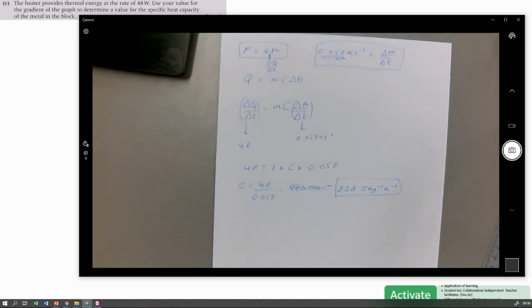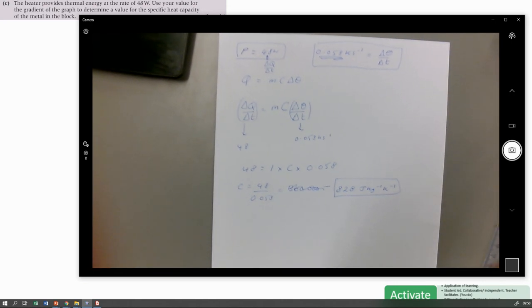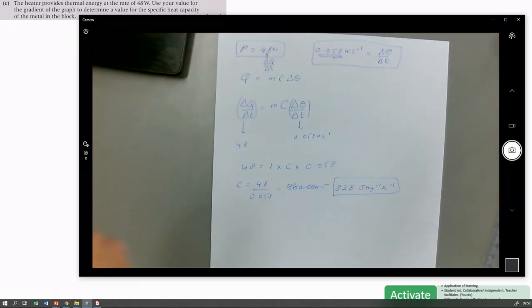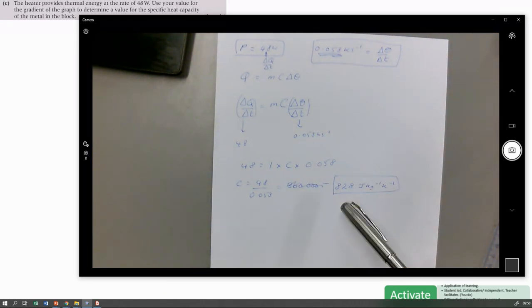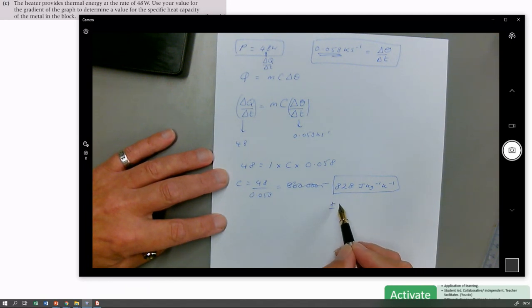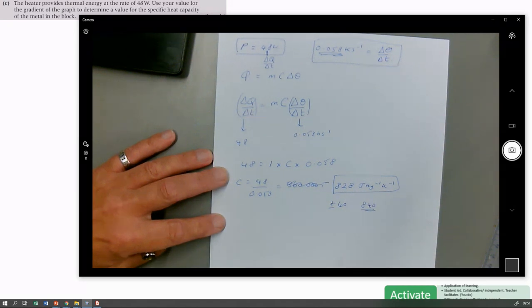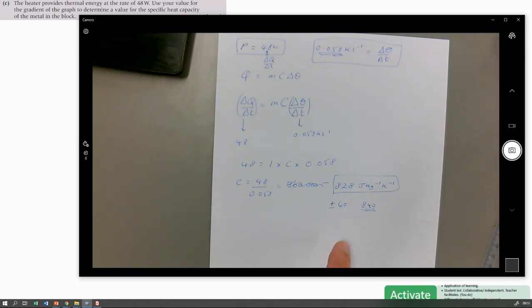Now, if you completely messed up that value for gradient in an exam, the error would be carried forward, so you would still get some credit for this part of the calculation. And in fact, their answer, I haven't got it to hand right now, said something like plus or minus 60, and their value was something like 840, I believe. You can check it in the mark scheme, which is later on. So that's not too bad. Okay, so moving on.